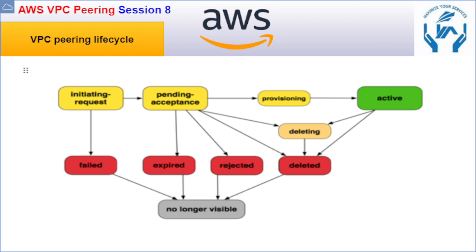It will go to pending acceptance, which can expire; by default the expiration of your VPC peering request might be 1 week, or we have to go through the documentation. It can be rejected by the acceptor if the acceptor doesn't want to connect and doesn't want any pairing. Otherwise it can be deleted. Then there are provisioning and active. If your acceptor accepts your request, then it will be available with the status of active.